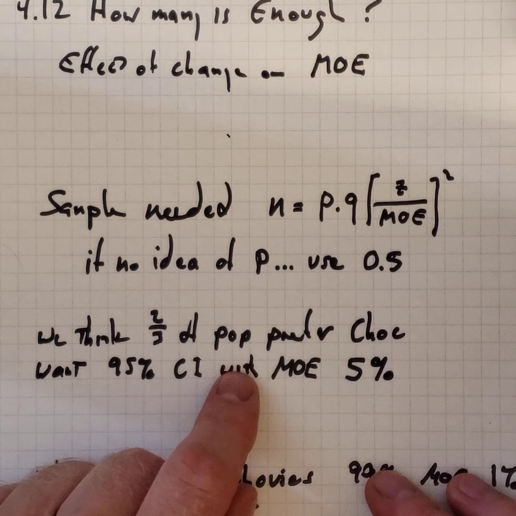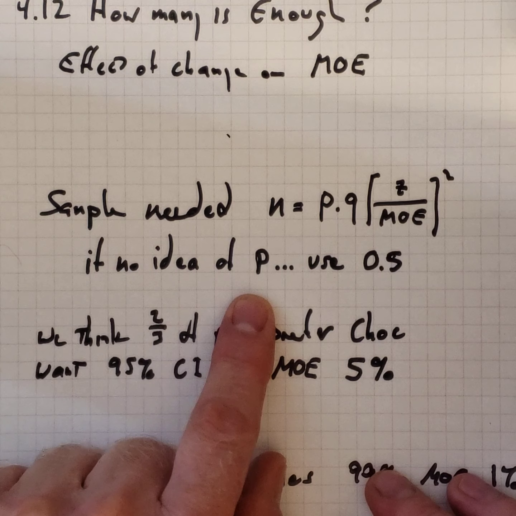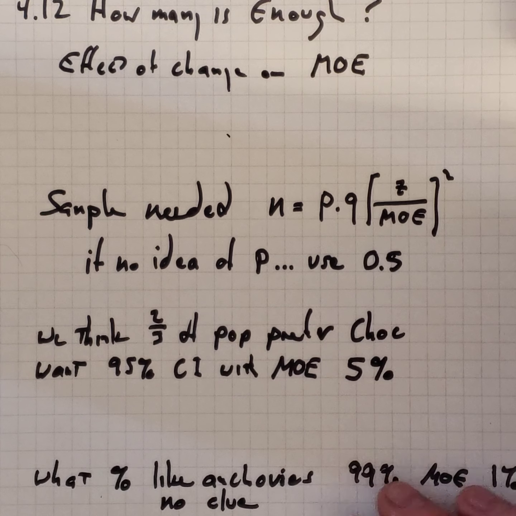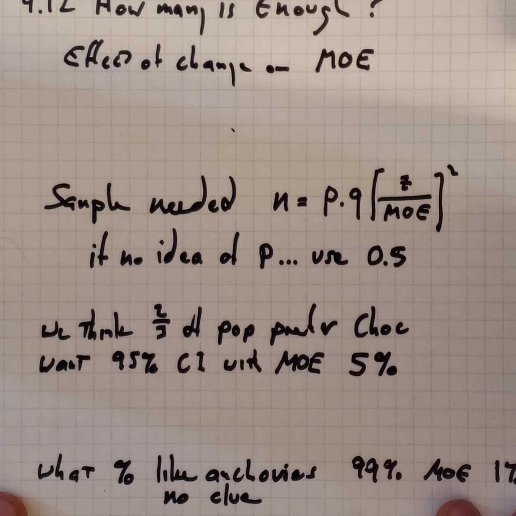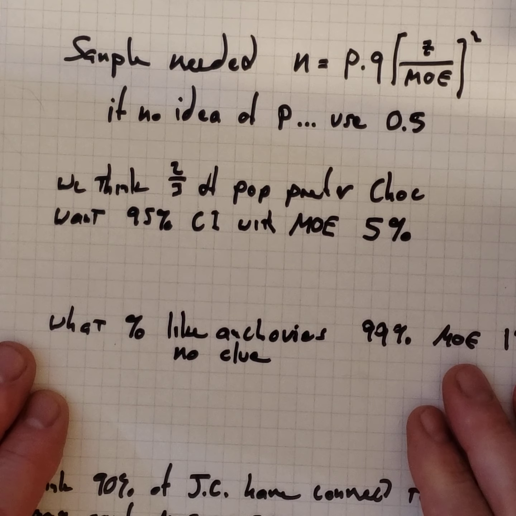And if we have no idea what value P is going to be, sometimes we will, because we've done this same study before last year or something like that. Sometimes we have no idea, so we use the actual worst case scenario, which would be 0.5. If the population's 50-50, then we need a bigger sample than we do if it's 10% or 30% or something like that. So let's do a couple.